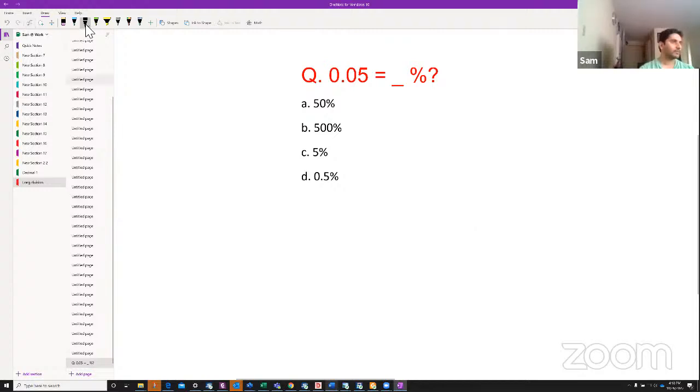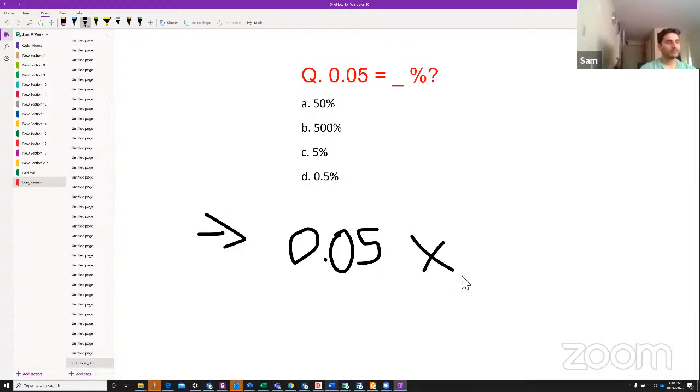So we have a multiple choice, right? We have whether it would be 50% or 500% or 5% or 0.5%. Let's work on this. So we have 0.05, right? We have to convert that into percentage. To convert into percentage, what we have to do, we have to multiply by 100.